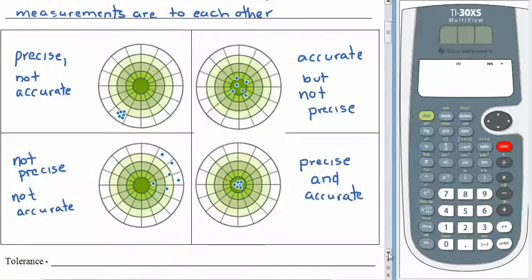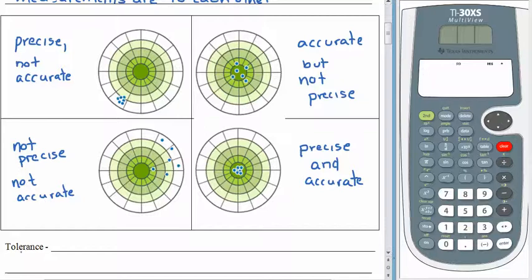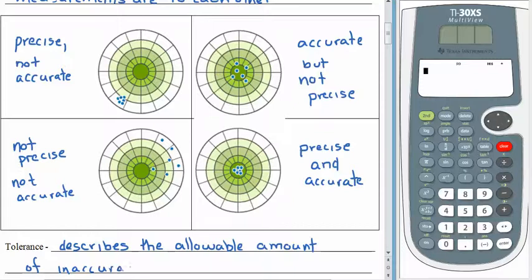A while ago, we talked about tolerance. And tolerance actually describes an amount of inaccuracy that's allowed. Remember, accuracy talks about how far you are away from the truth. So when we say we have a tolerance, that says how far away from the truth can you be, and it's still all right.